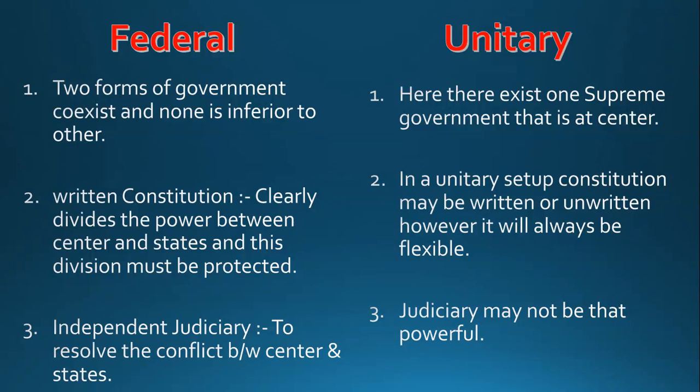So I have told you that in any federal setup there are two levels of government. One government at the center and one government at the state. And there are many states, so one government at each state. Now what happens is that in any federal setup there is a written constitution, and that constitution clearly divides the power between center and state. Means there is a division of power. So what happens, friends, if there is any conflict between center and state, or any conflict between two or more states regarding the distribution of powers.